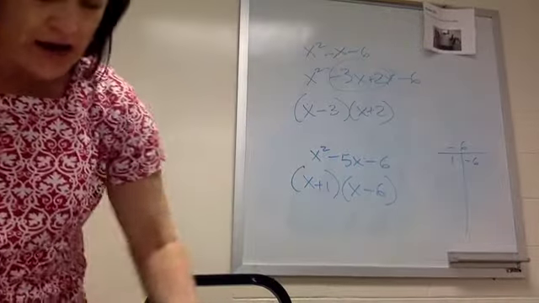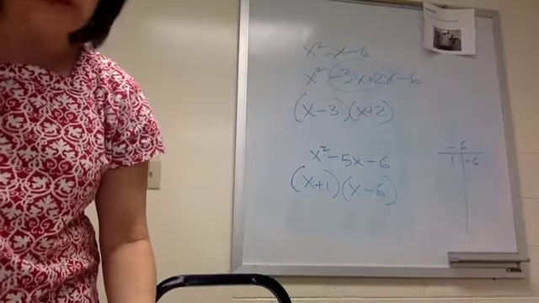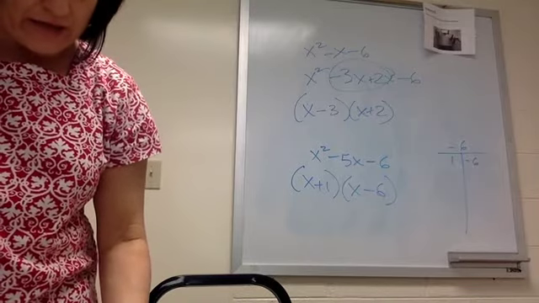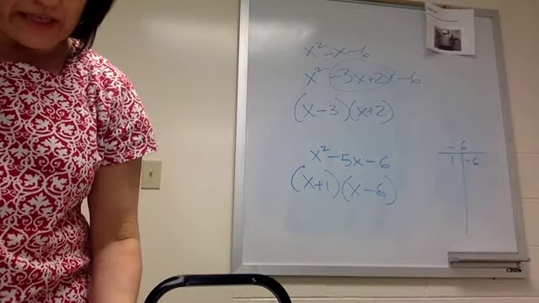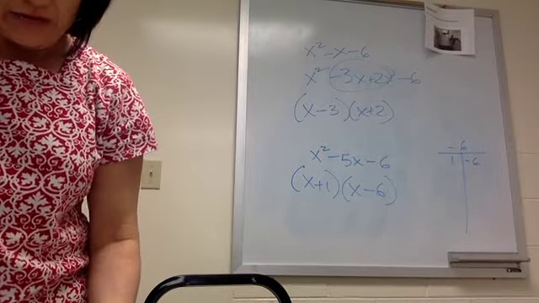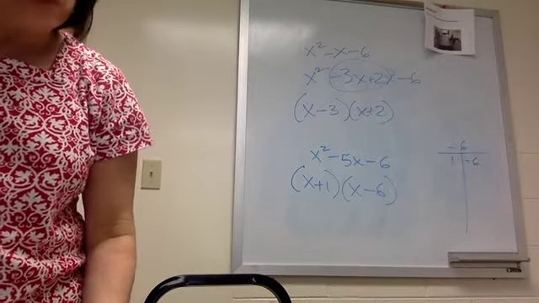Okay, so 9 is x minus 6 times x plus 1. Number 10, x minus 5 times x plus 2. Number 11, x minus 14 times x plus 1. And number 12, x minus 7 times x plus 1.